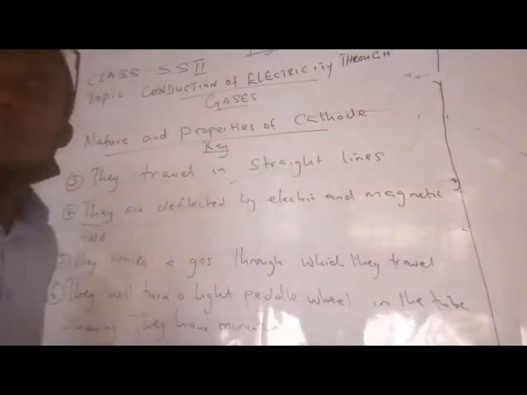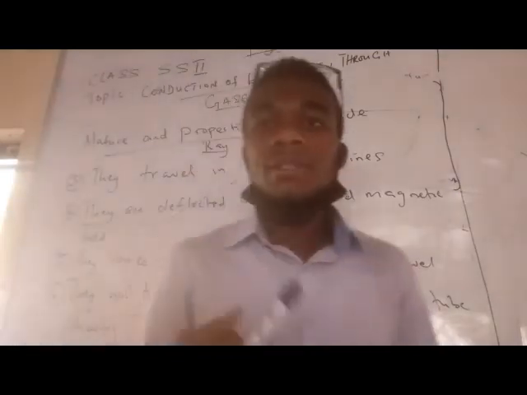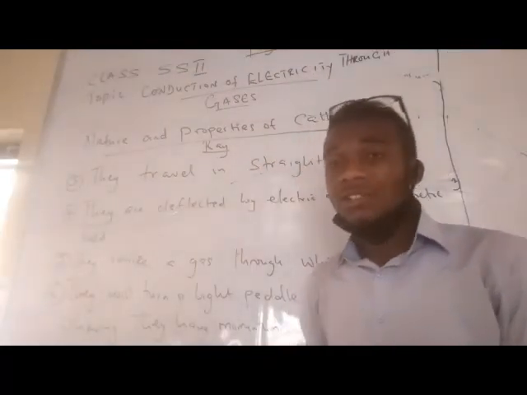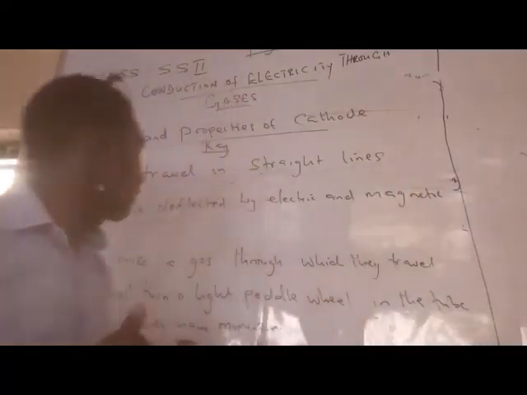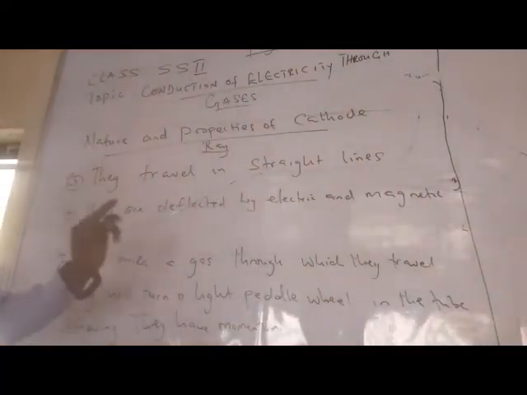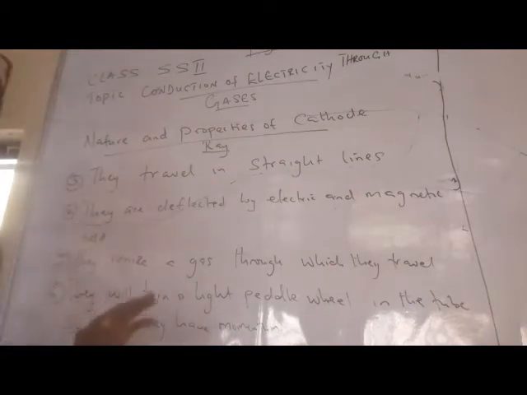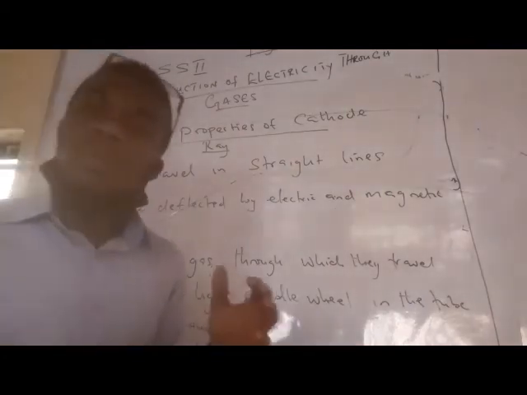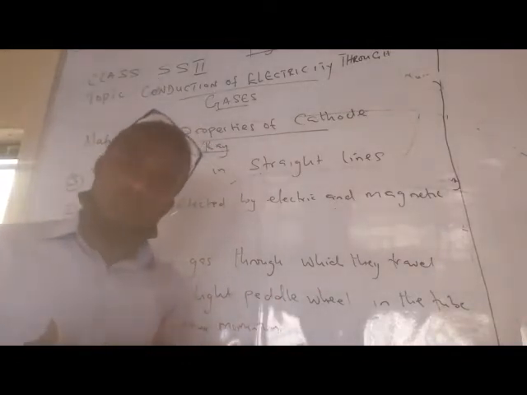Thirdly, they travel in a straight line. They never bend, just like light. They travel also in what? In a straight line. They are deflected by electric and magnetic field. They are deflected by electric and magnetic field whenever they emanate from the negative terminal of the cathode.